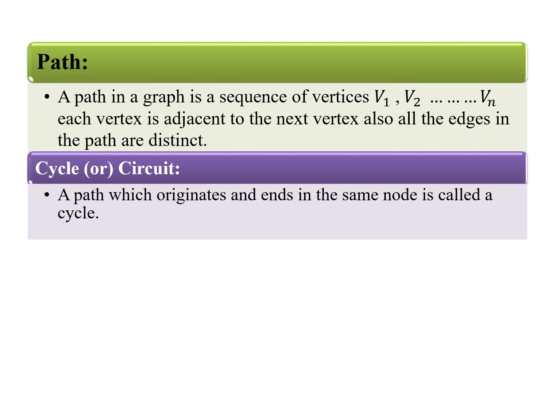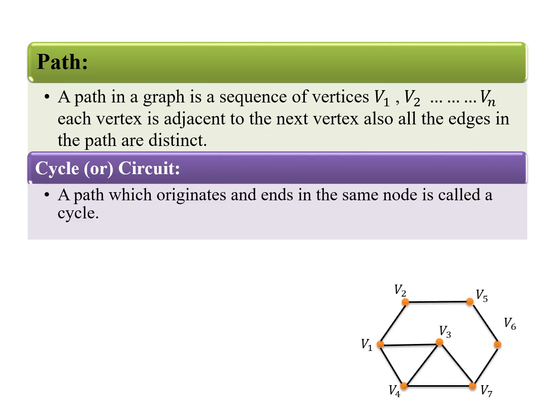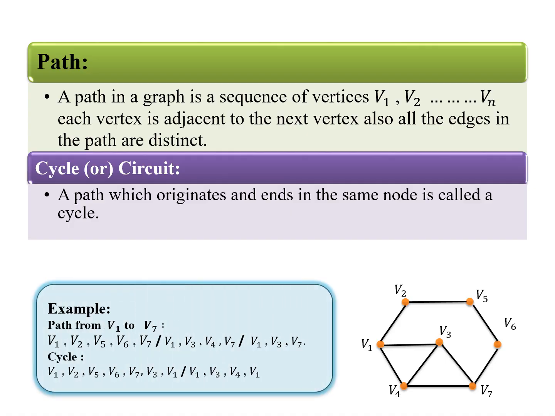Cycle. A path which originates and ends in the same node is called a cycle. In this example graph, let us know some paths from V1 to V7. One path is V1, V2, V5, V6, V7. Another path from V1 to V7 is V1, V3, V4, V7. You can write the path V1, V3, V7 also.